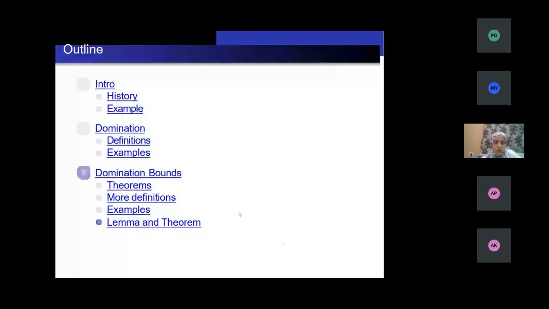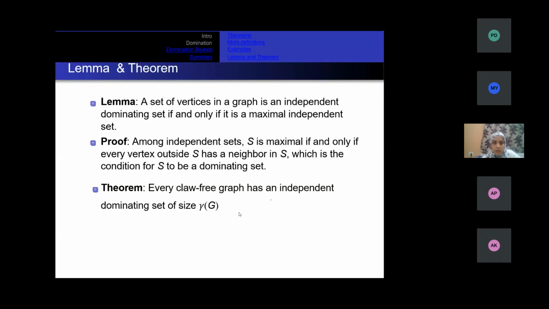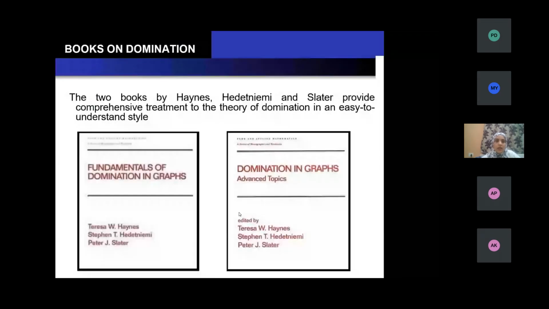Next, moving on to the lemma and theorems. So these are the lemma and theorems. So these are the 2 books which we can refer to for domination.